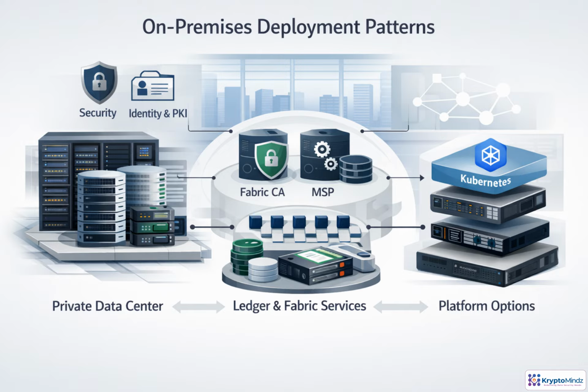In an on-premises pattern, Fabric runs inside the organization's own data center, using internal compute, storage, networking, security controls, and identity systems. This gives maximum control over data locality and compliance, but it also shifts responsibility to the operations team. They must manage PKI integration, MSP processes, persistent ledger storage, CouchDB performance, backups, monitoring, and failure recovery. The platform may be Kubernetes, virtual machines, bare metal, or an enterprise container stack.